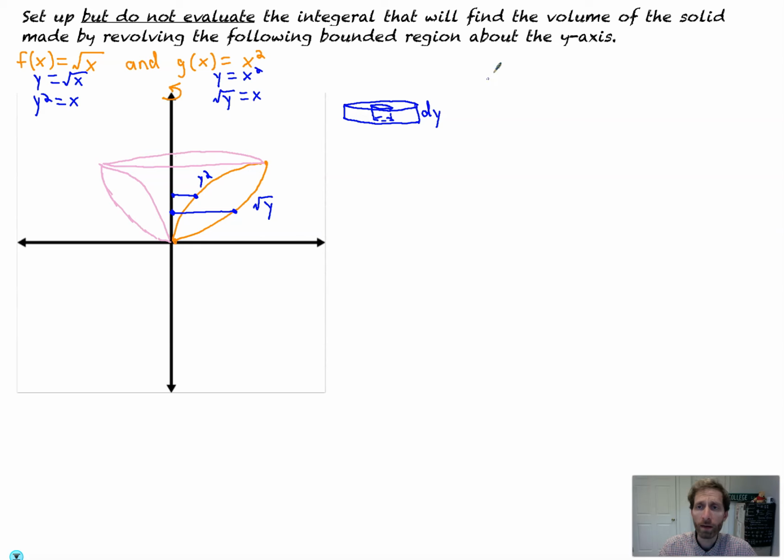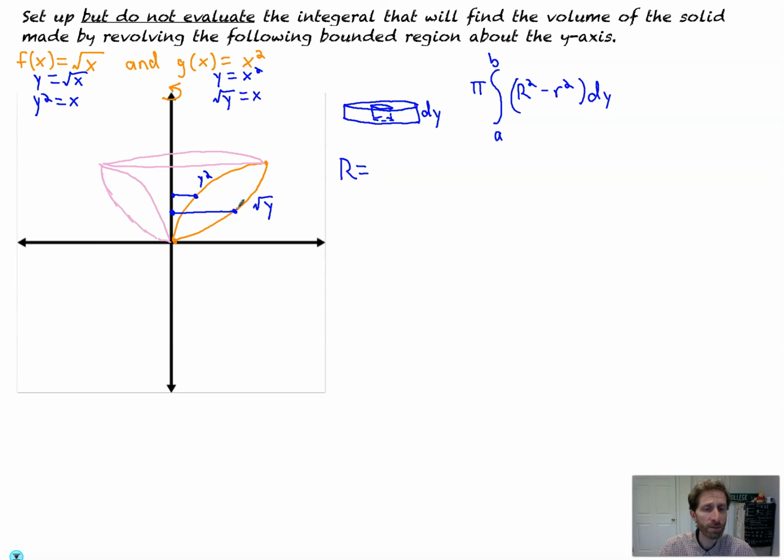Okay, so we're going to have the antiderivative, or the integral from a to b of pi, big R squared minus little r squared, dy. Just like we saw in the disks, the thickness is now this way. We got this. So what's big R? Let's find that.